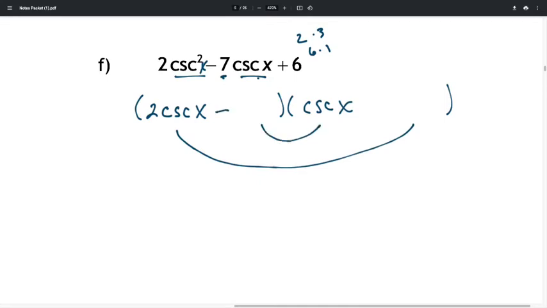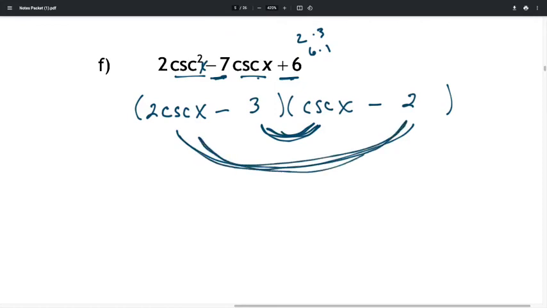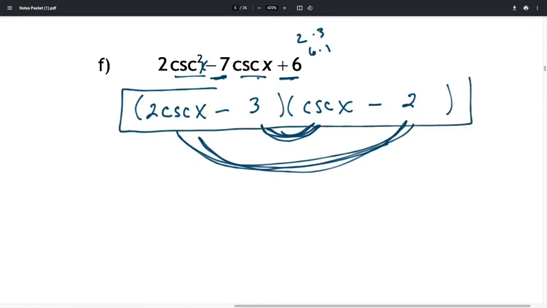So I need both of these to be negative, so that when I multiply them, I get a positive 6, but I add to be a negative 7. And I'm going to put the 2 here and the 3 here. That way this will be 3 cosecant here and 4 cosecant here, and they'll add to be that negative 7. So these are my factors for that one. That's going to help us later on when we're solving to be able to simplify to something like this.